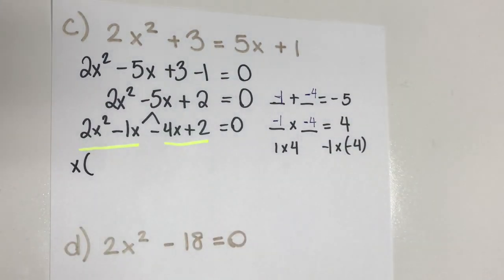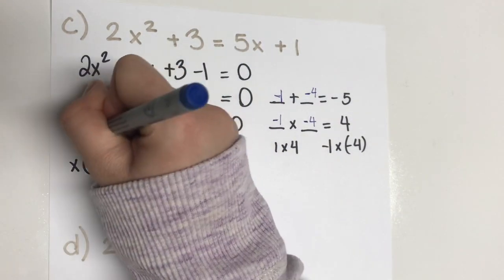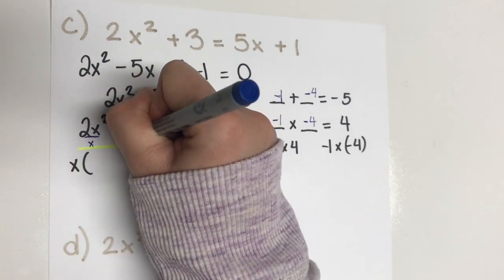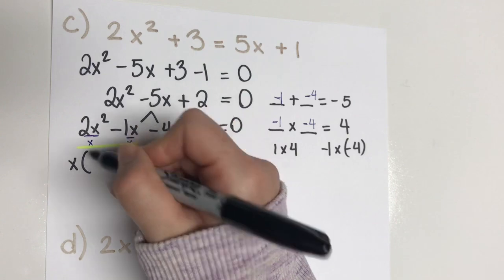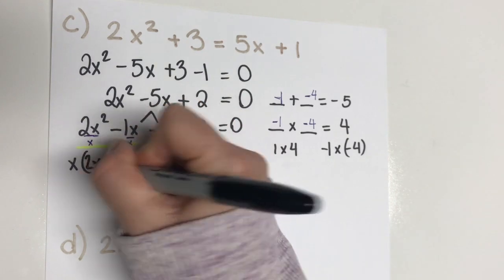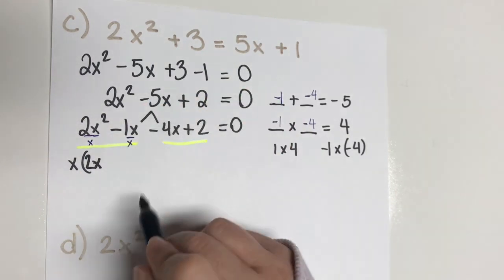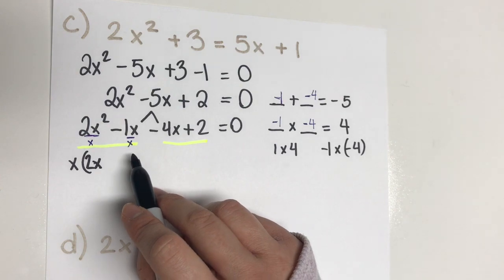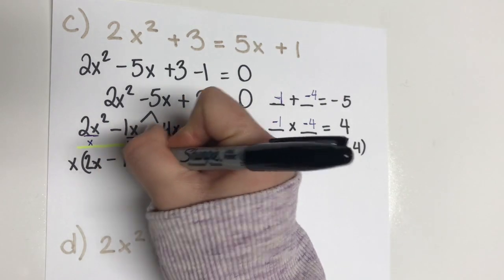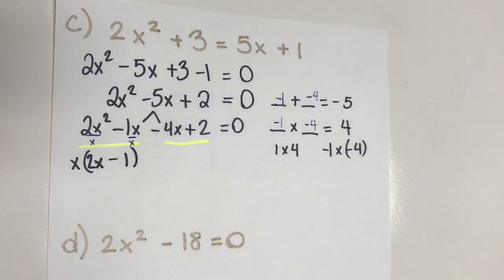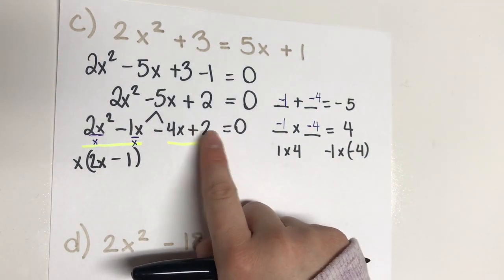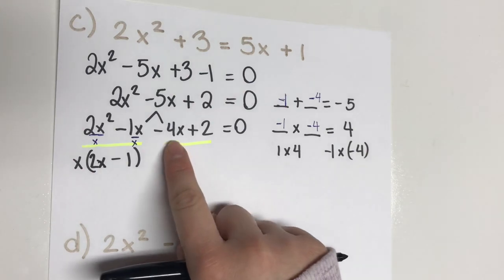And I'm left with, I'm going to divide the x out. And I'm left with 2x squared divided by x is 2x. And negative x divided by x is just negative 1. Here, they don't have any x's in common, but they do have a 2 that can go into both of them. So I'm going to factor out the 2.